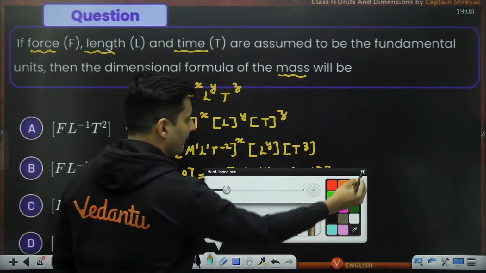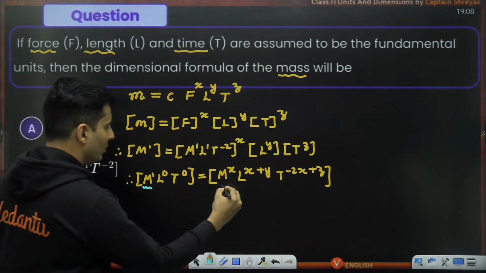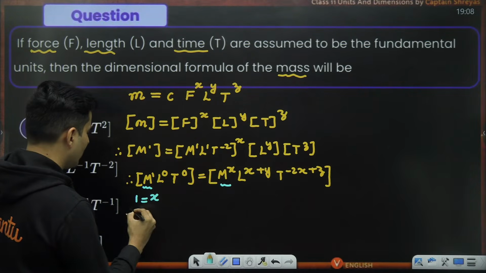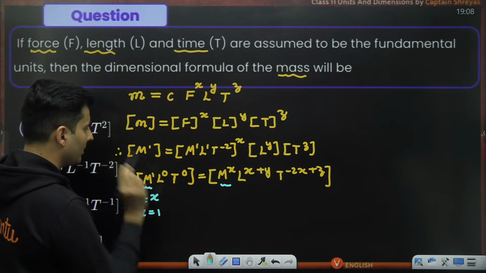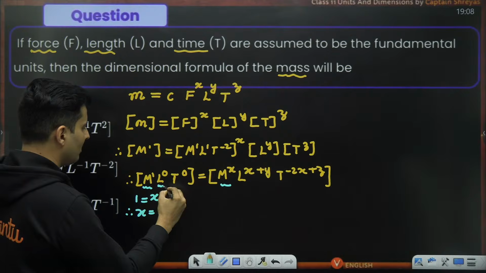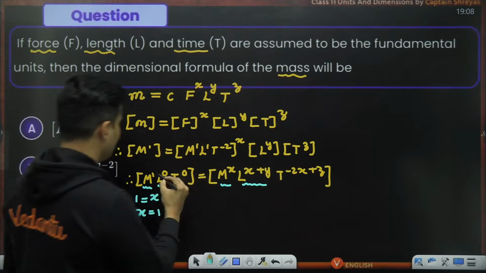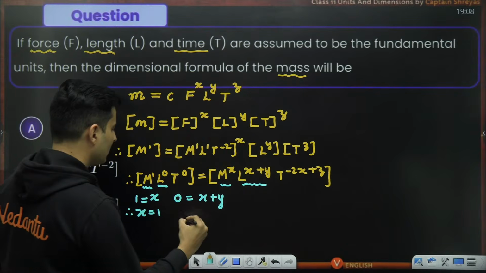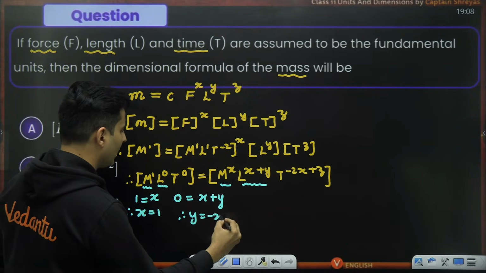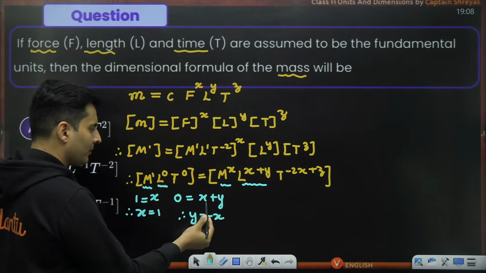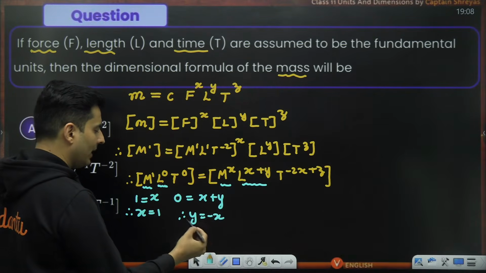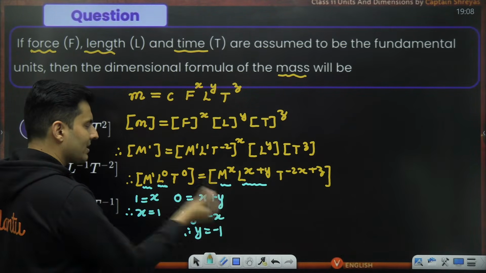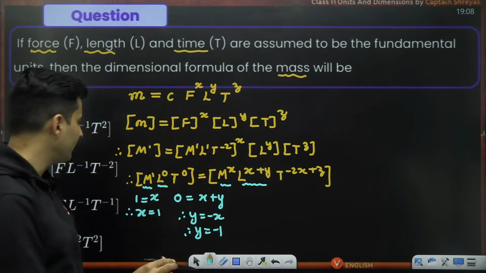Now let's compare. Here you have 1, here you have x. Therefore, x is equal to 1. That job is very easy. Now let's compare the length powers. Power of length is 0. Here we have x plus y. Therefore, y is equal to negative x. If you take x on the other side, it becomes minus x. So if it is minus x, that means it will be minus 1. So y is minus 1. Second variable also done.